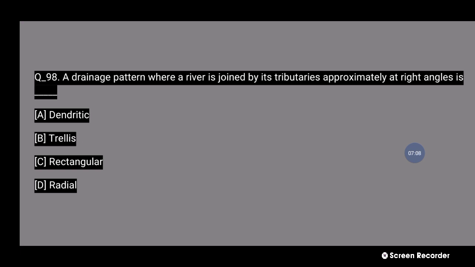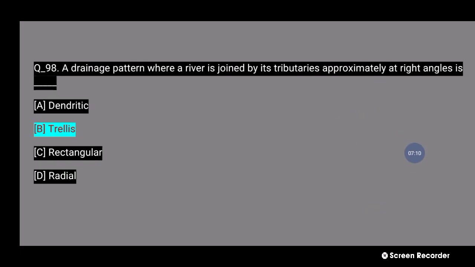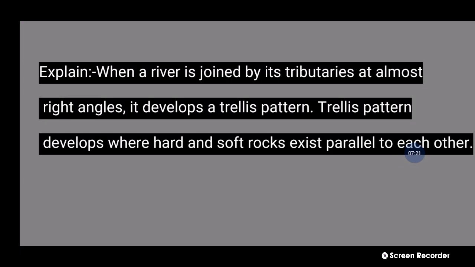Number B, trellis, a drainage pattern where a river is joined by its tributaries approximately at right angles. 98 number question. Explain that when a river is joined by tributaries almost at right angles, it develops a trellis pattern. The trellis pattern is developed where hard and soft rock exist parallel to each other.